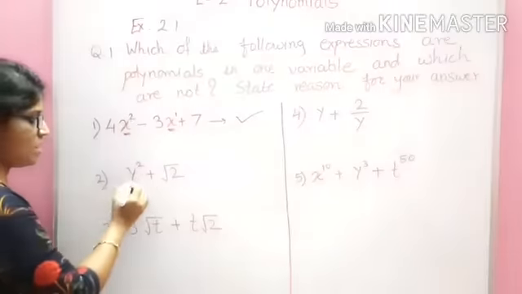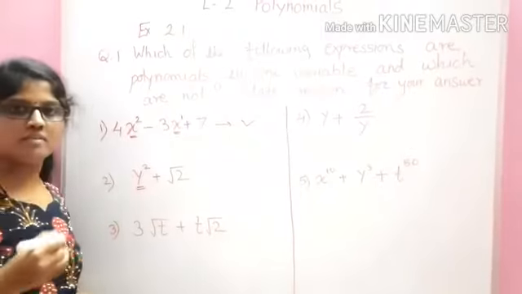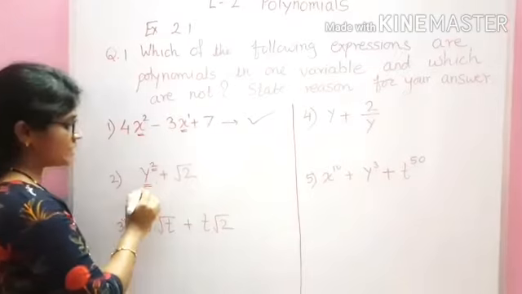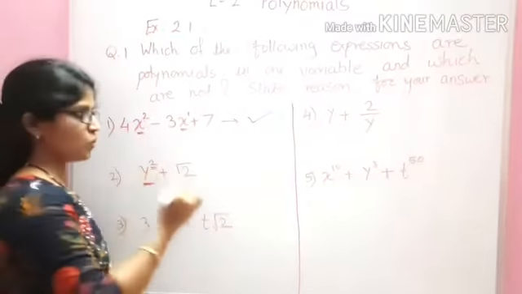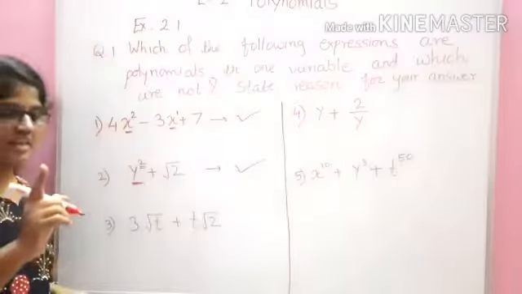Next example, y square plus root 2. So this is a variable. What is its power? It is 2, which is a whole number. And only a single variable is used. So it is a polynomial with a single, means one, variable.